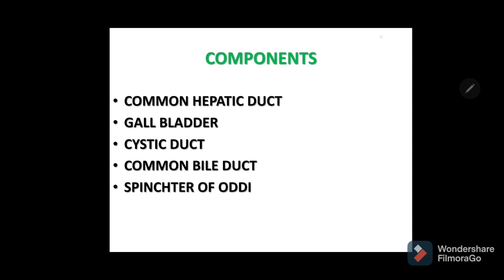So you can say the four major components of the extrahepatic biliary apparatus are: common hepatic duct, which is formed by the union of right and left hepatic ducts; gallbladder, a pear-shaped hollow viscus, which concentrates the bile; cystic duct, which carries the contents of the gallbladder and joins with the hepatic duct to form the common bile duct.